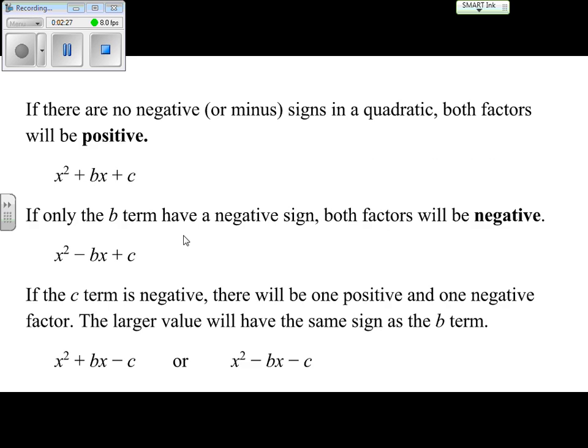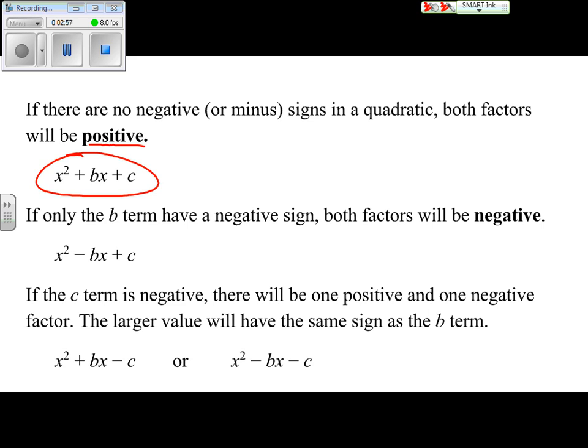So now what's new? What's new is we're going to be looking at some quadratics that have negative values in either the b or the c terms. Now, if there's no negatives anywhere in the quadratic expression, like our last video lesson, we're going to end up with all of our factors of c being positive. And that means we'll have x plus some number times x plus some other number as our actual factors that we plug into our binomial.